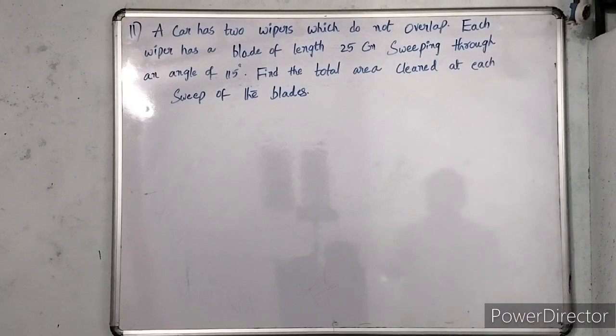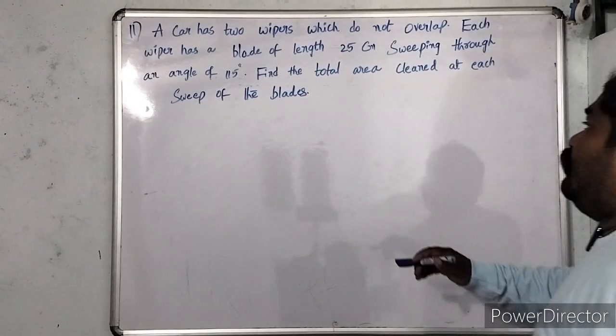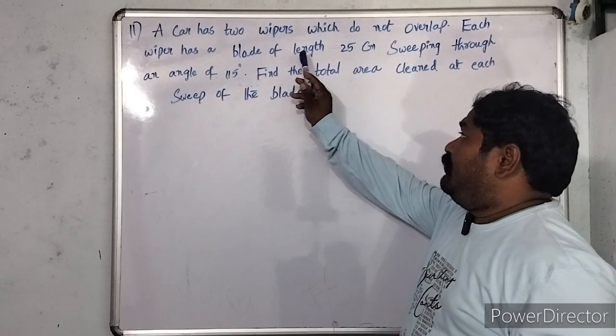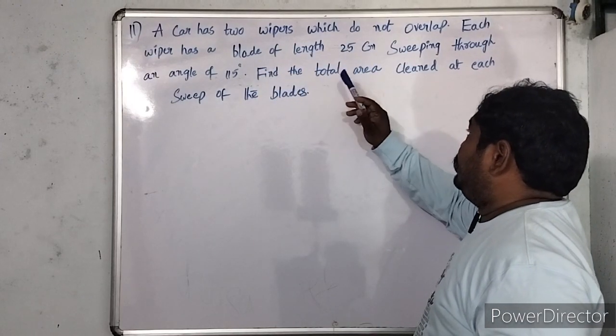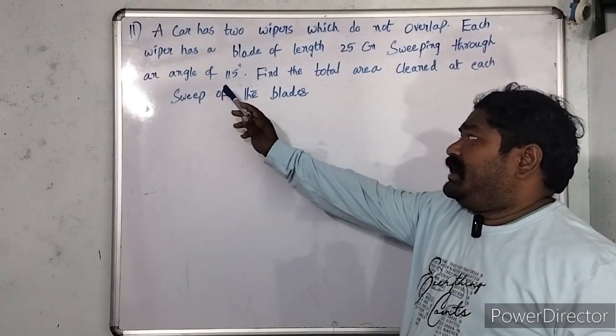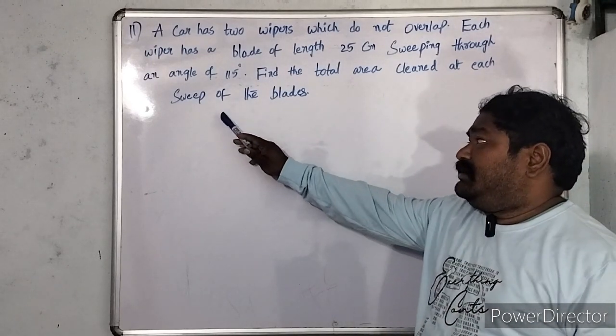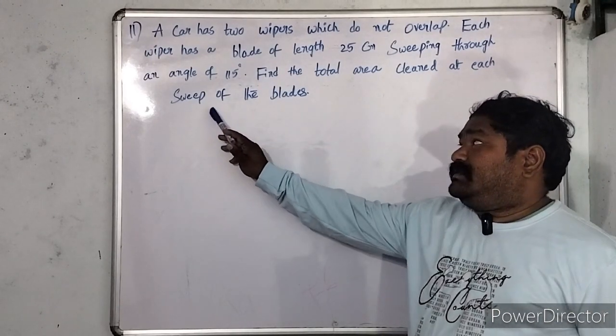And the next question: a car has two wipers which do not overlap. Each wiper has a blade of length 25 centimeters sweeping through an angle of 115 degrees. Find the total area cleaned at each sweep of the blades.